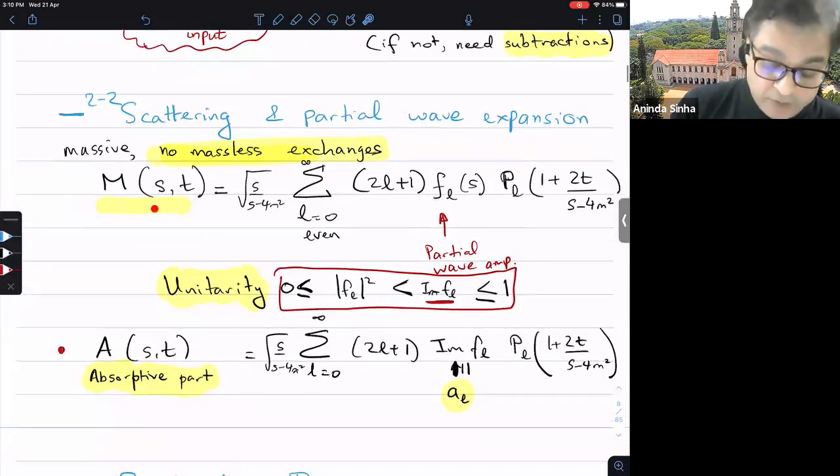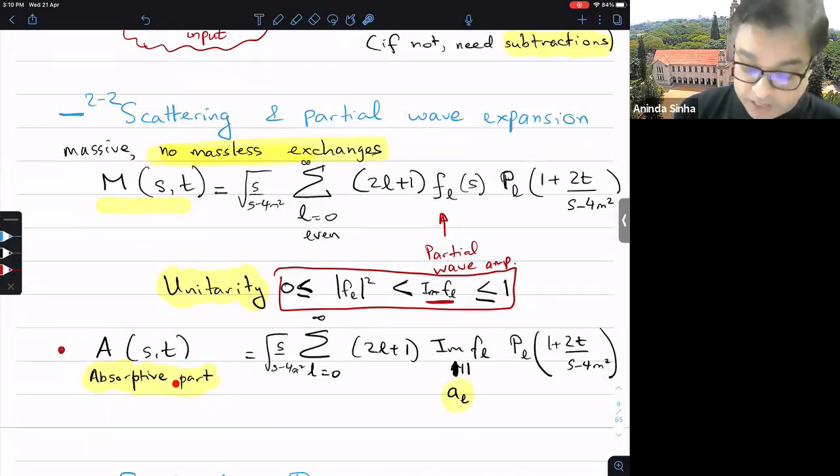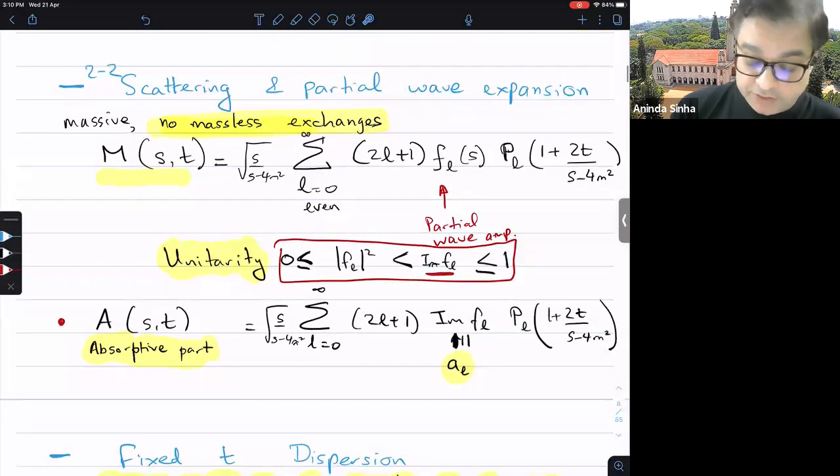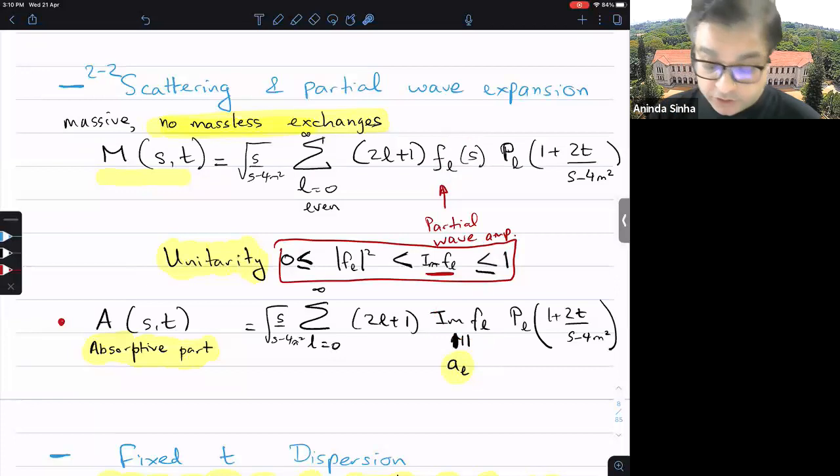So this was for the full amplitude. You can also talk about the amplitude, the discontinuity of the amplitude across the cut, which is called the absorptive part. So it has a similar expansion, except that instead of these partial wave amplitudes, you pick up the imaginary part or the discontinuous part of the partial wave amplitude. So the imaginary part I will call A subscript L, A for absorptive. So that is why we use this notation.